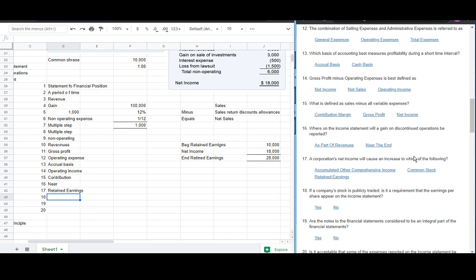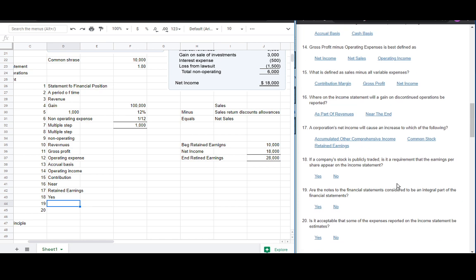Number 18, if a company's stock is publicly traded, meaning like Amazon and Apple, where we can buy stock, is it a requirement that the earnings per share appear in the income statement? Yes. So what is earnings per share? It is computed by dividing net income by the common shares outstanding. It's a somewhat advanced topic. But a common value for this, for example, is 6. So that means 6 per share. It is used in stock trading.